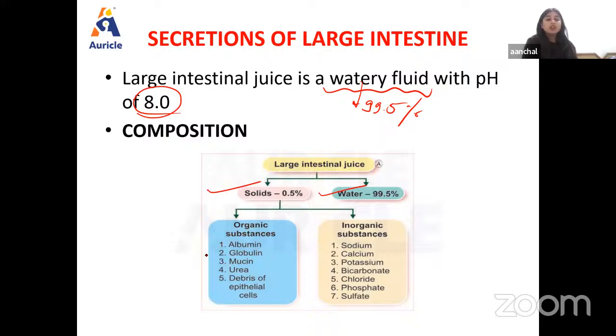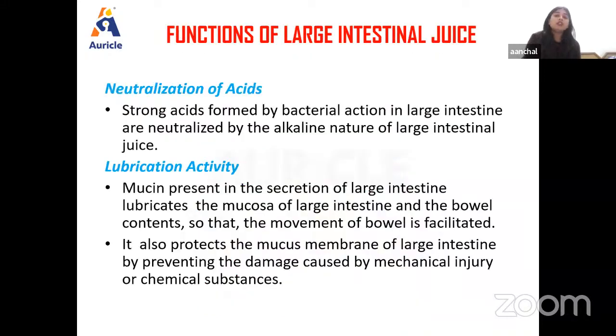In organic substances, we have albumin, globulin, mucin, urea, and debris of epithelial cells. And in inorganic substances, we have sodium, calcium, potassium, bicarbonate, chloride, phosphate, and sulfate. So this is all about the composition of large intestine juice. Now, we should look at what the main significance is, meaning what are the main functions of this large intestinal juice. In function, we study mainly two functions. The first is the neutralization of acid and the second is the lubrication activity.